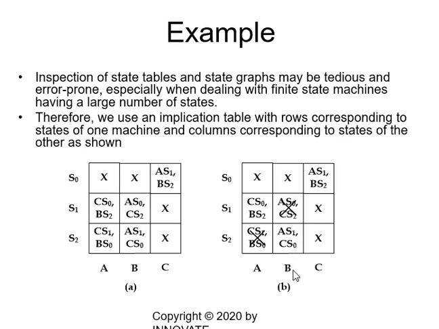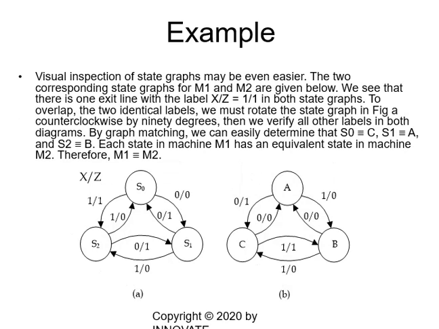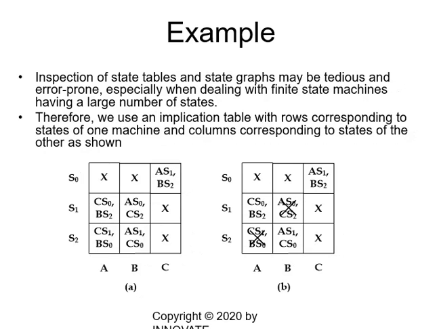And so the remaining squares are B S2, A S1, and C S0. So S0 would be equivalent to C, S1 will be equivalent to A, and S2 will be equivalent to B. None of those squares will be cancelled out, and this is the same conclusion that we arrived at earlier: S1 equivalent to A, S0 equivalent to C, and S2 equivalent to B. And the implication table is the best way really to do it.